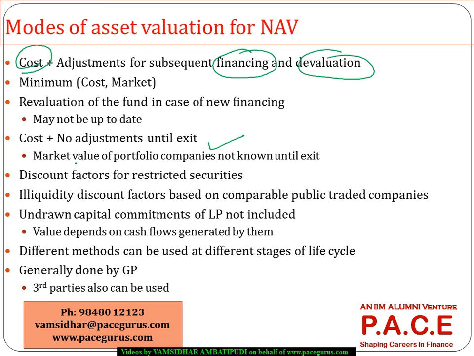In this case, the market value of the portfolio is not known until the exit, right? Because we are not able to assess the worth of various portfolio companies. As a part of the disclosure, only the fund value can be disclosed, but not the performance of the underlying portfolio companies. So until the exit, the performance of the portfolio companies is not known, which means the value of the assets is not known till the end, and revaluation of the fund can happen only when there are subsequent rounds of financing.